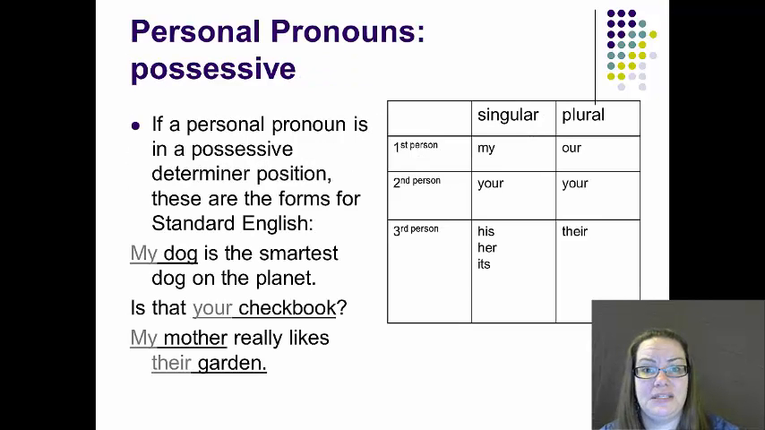Let's take a look at some possessives. So remember, the possessive has to do with ownership. When it's in the determiner position, that means that it comes before the noun, then we use these. So the examples here: my dog is the smartest on the planet. Is that your checkbook? My mother really likes their garden. My mother really likes her garden.